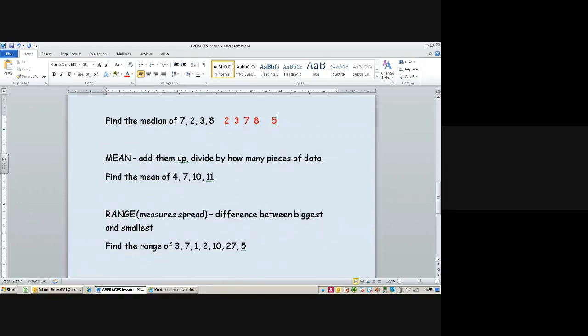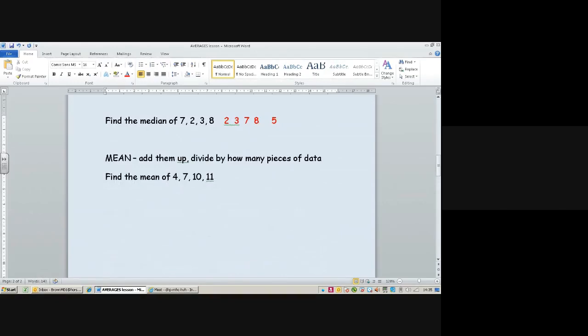The last type of average is your mean. And your mean is the most common type of average. It's what you would get if you put average into Microsoft Excel. You add them up and divide by how many pieces of data there are. As you can see, we've got 4 numbers. 4 plus 7 plus 10 plus 11 is 32. So we do 32 divided by 4, which is 8. Okay, so 8 is the mean of those 4 numbers.